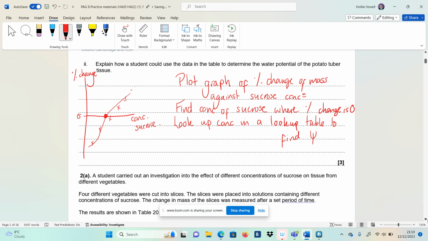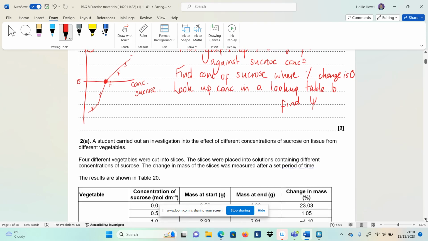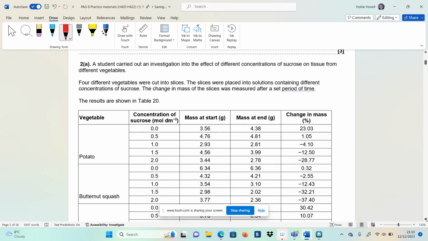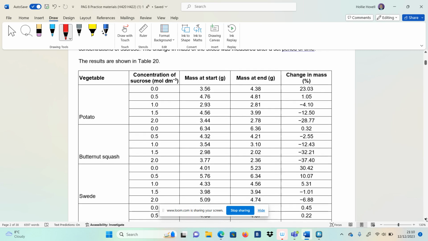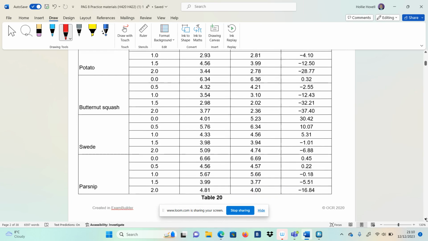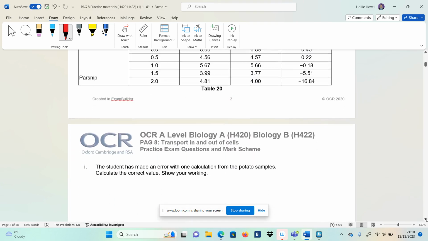On to question 2. A student carried out an investigation into the effect of different concentrations of sucrose on tissue from different vegetables. 4 different vegetables were cut into slices. The slices were placed into solutions containing different concentrations of sucrose. The change in mass of the slices was measured after a set period of time. The results are shown. Very similar, but this time instead of just potato, they've used various vegetables.